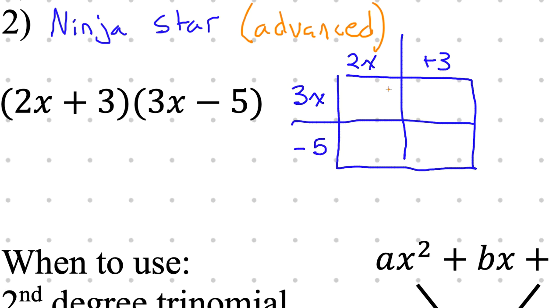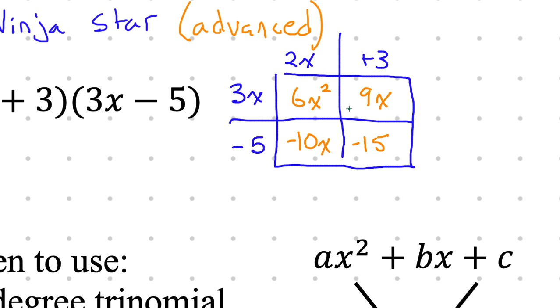All right, rapid fire. Multiply to get to the cells. 3x times 2x. Charles? 3 times 3x. Andres? 9x. Negative 5 times 2x. Jenny? Negative 10x, there it is. Perfect. And 3 times negative 5. Josie? Negative 15. And then we add these all together.